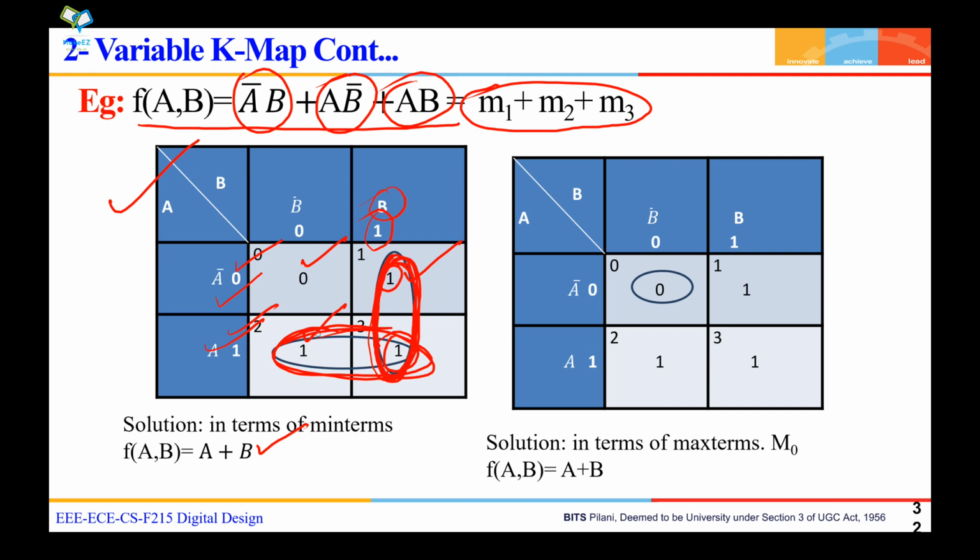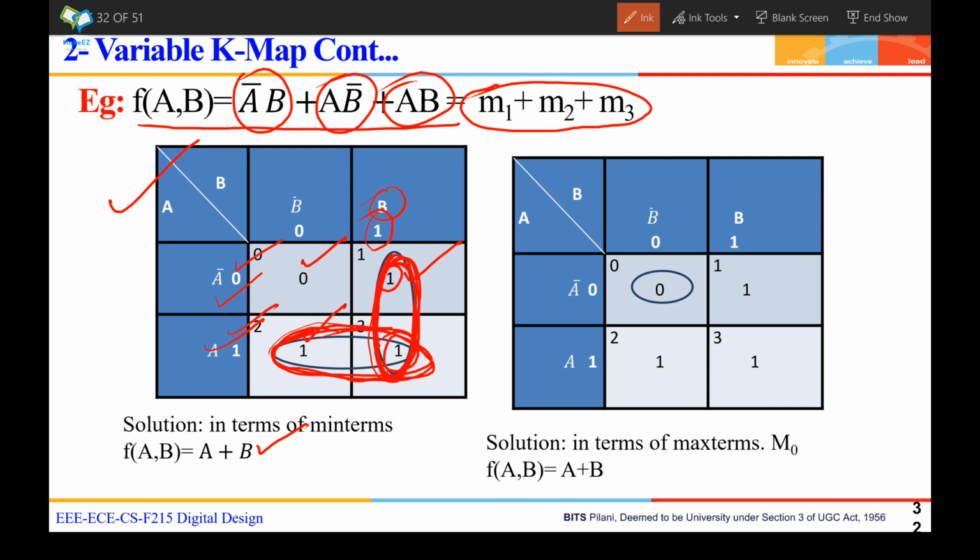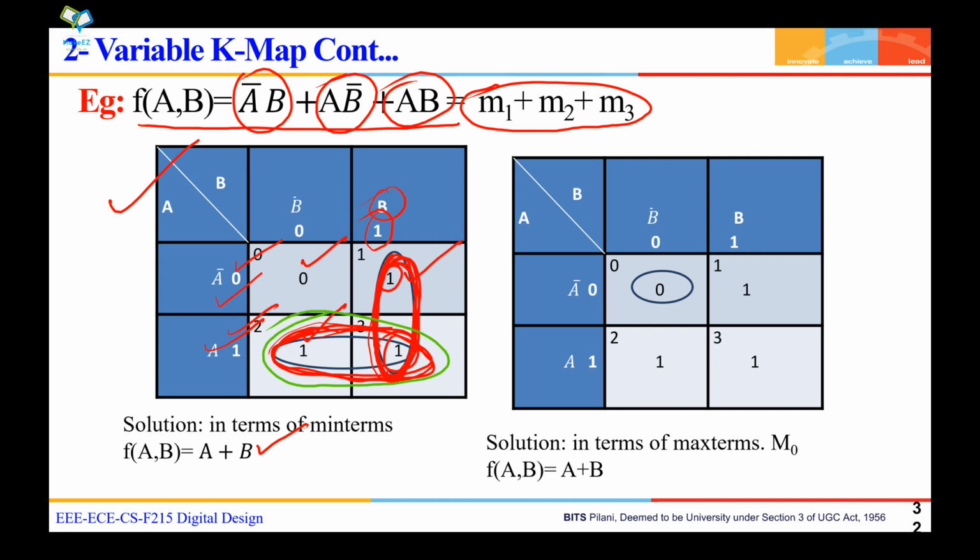Now this is another grouping, right? Whatever you see, this is another group. In this group, you can see b bar will get cancelled, because this is 0 here, 1 here. So what is remaining is this a, right? A. So that a will come here.